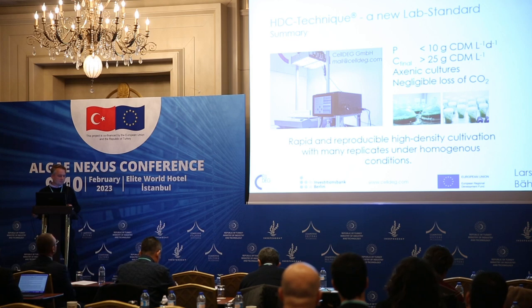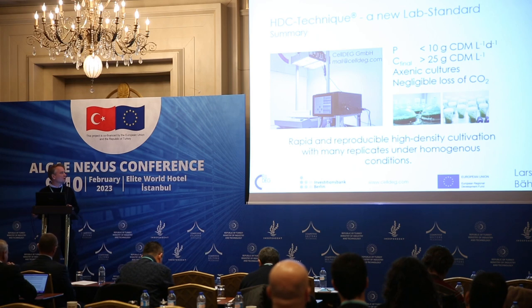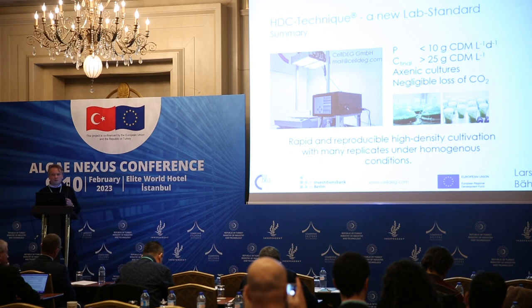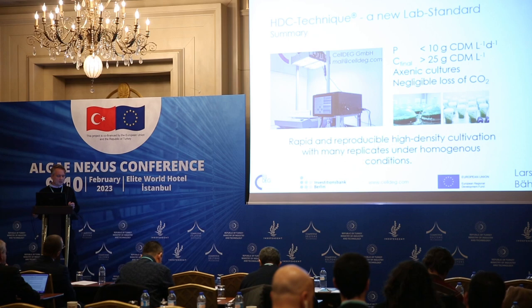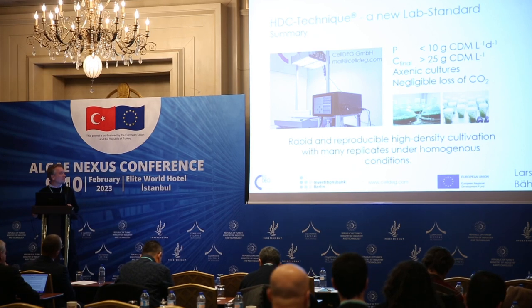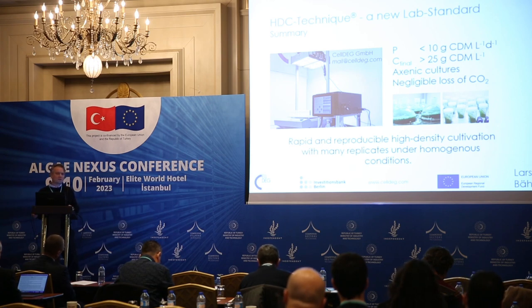So let me summarize why the CellDEG culture technique is very suitable for comparing high density, high productive growth for different microorganisms. So we reach productivities of around 10 gram cell dry mass per liter a day. We are reaching final cell densities over 25 gram cell dry mass per liter. We can cultivate autotrophically, and we have nearly no loss of CO2. And the system is very suitable for rapid and reproducible high density cultivation with many replicates under homogeneous conditions.